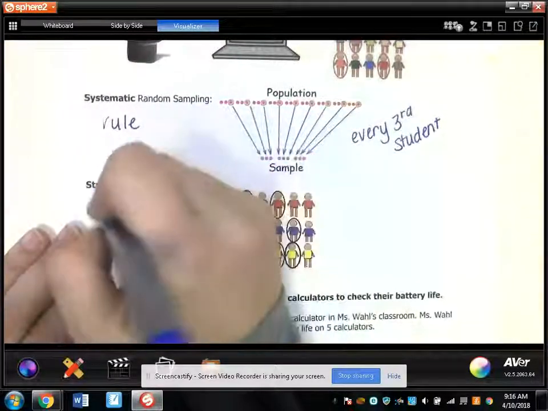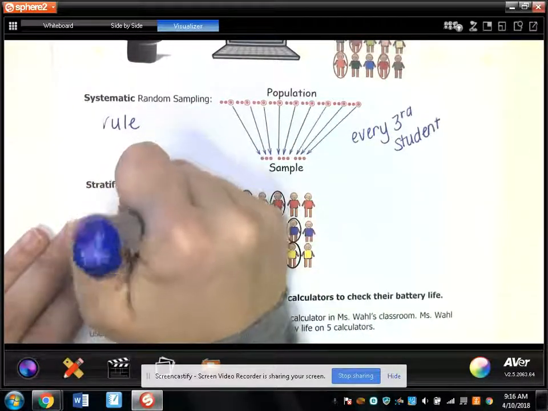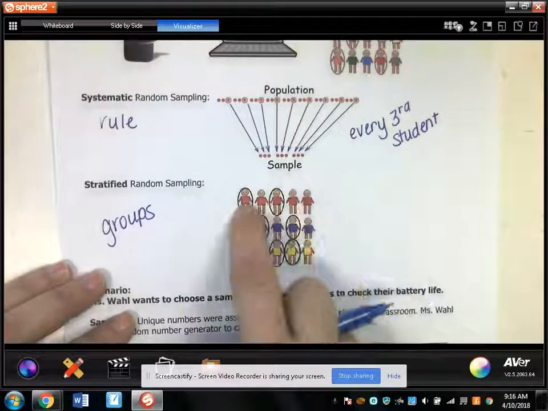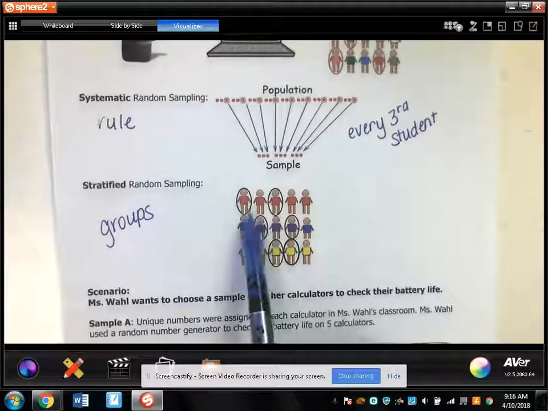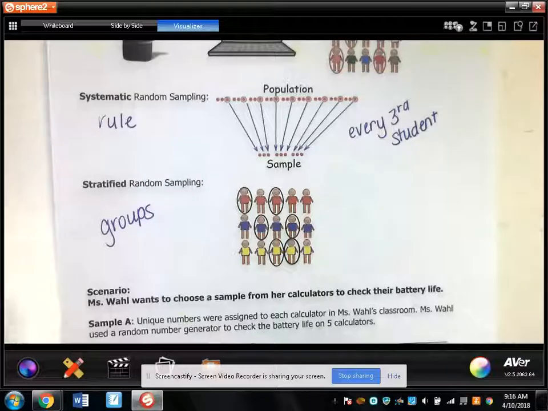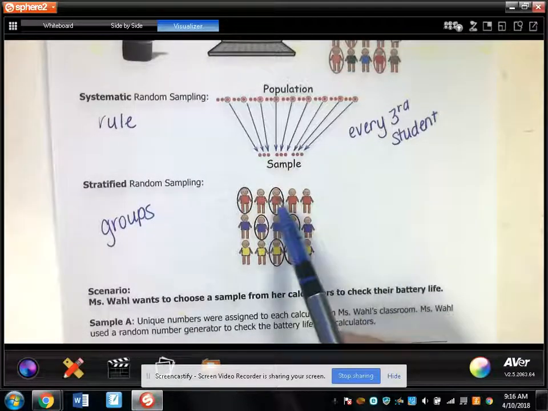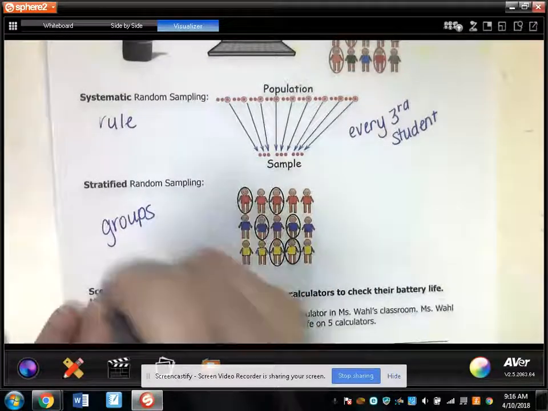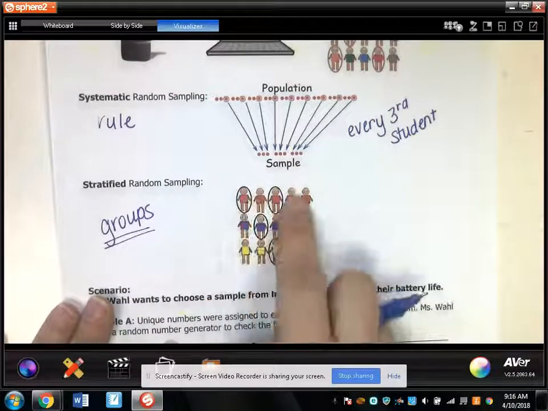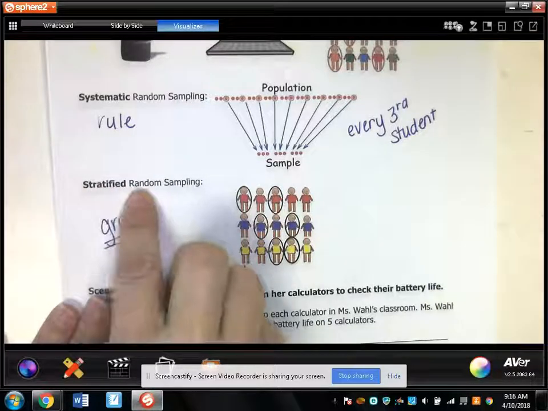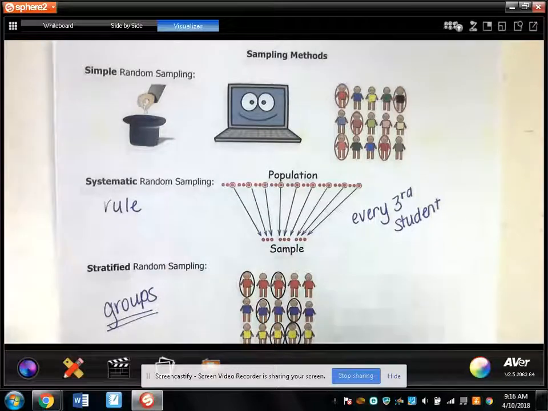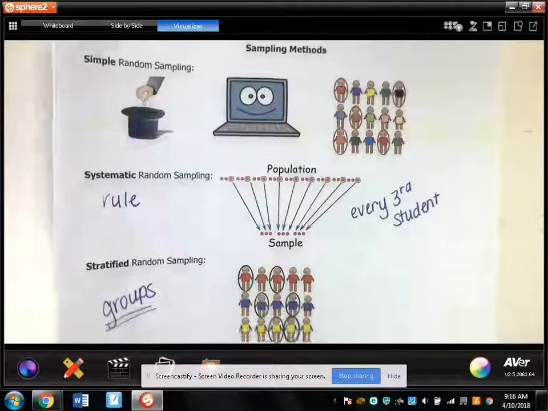Stratified random sampling involves groups. I'm going to take the students here, and I'm going to group them by what color they're wearing. So there's 5 students wearing red, 5 students wearing blue, and 5 students wearing yellow. And then I'm going to randomly select 2 students from each group. If you group things first and then you pick from the groups, that is called stratified random sampling. So here are 3 kinds of unbiased sampling methods that we're going to talk about, and let's do some examples below.